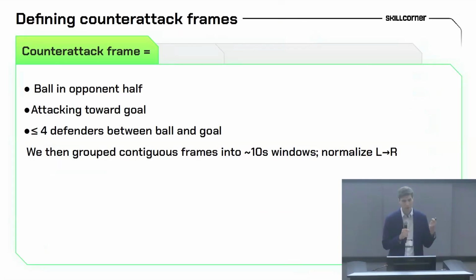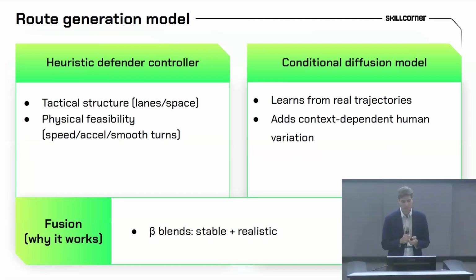So before I go over the model, here's how we define a counterattack window. The ball would be in the opponent's half. The attacking team had to have a clear transition opportunity, and there had to be 4 or fewer defenders between the ball and goal. From there, we grouped those frames into those 10-second windows, and that's what we kept feeding the model over and over again.